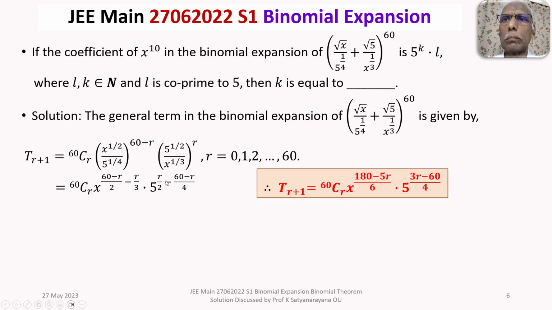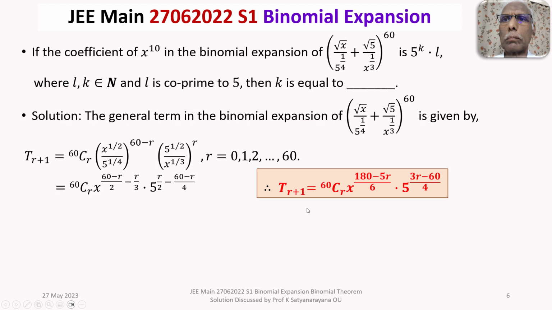And from here, in the powers of 5, the LCM is 4. Then you will get 2r minus 60 plus r, that will be (3r minus 60) by 4. So T(r+1) is given here: 60 C r x to the power of (180 minus 5r) by 6 multiplied by 5 to the power of (3r minus 60) by 4.